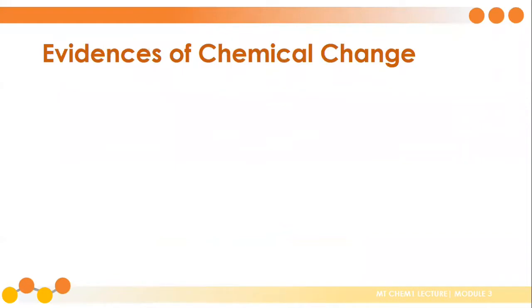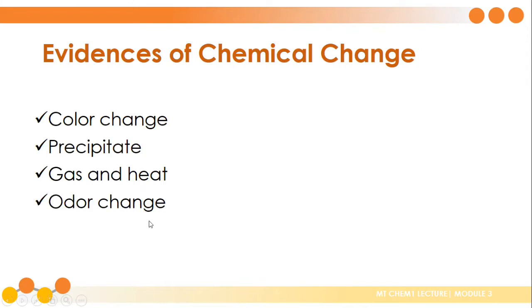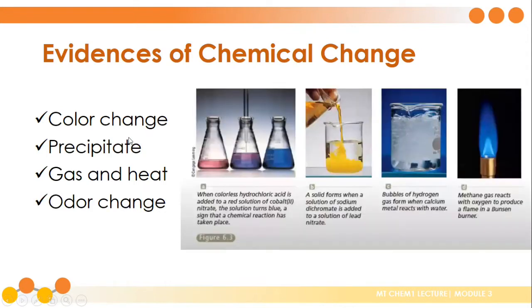There are different evidences of chemical change that we can observe to see if a chemical reaction really occurred between the two substances that we are observing. First, there should be a color change. There could be a precipitate, gas and heat, and there could be an odor change. Here are some of the examples. Let's take a look at them.